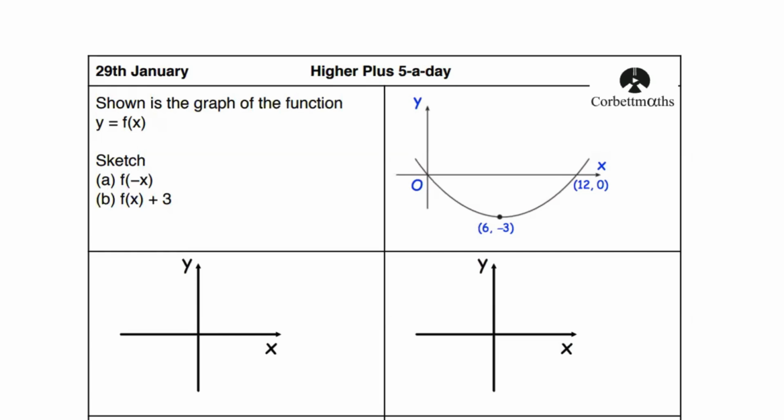The first question says that shown is the graph of the function y equals f of x. Sketch the graph of f of negative x. So as you can see, if we compare the original equation and the new one, x is negative now. That means you will flip the graph in the y-axis. This point (6, negative 3) is going to be (negative 6, negative 3), and (12, 0) is going to be (negative 12, 0).